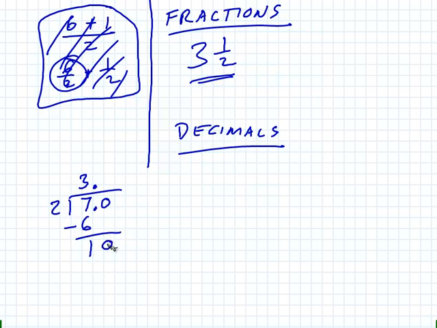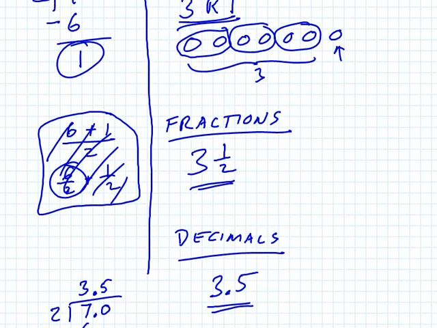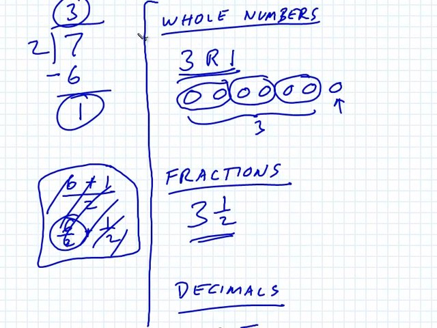And now I divide 2 into 10. How many times does 2 go into 10? How about 5? And so 5 times 2 is 10. And if I subtract, I get 0. It came out evenly. So here the answer is 3.5. And you might recognize that 3.5 is another way to write 3 1/2. Okay? So if I divide and it doesn't go evenly, I can either say what's the whole number answer and what's left over that didn't work, or you can say it's 3 1/2.